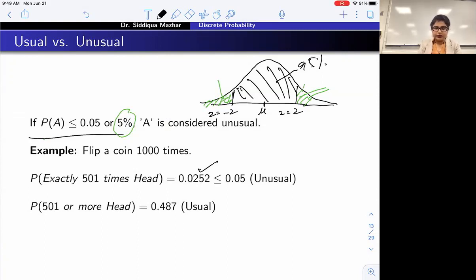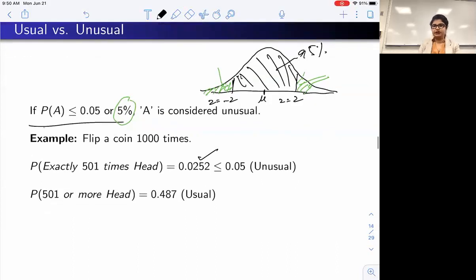And if you are going to find the probability for 1000 flips of the coin, where you flip the coin 1000 times and you want to get 501 or more heads, then the chances are highly likely that it can happen. This is why the probability is 0.487, like a 48% chance, at around 50% you can get.